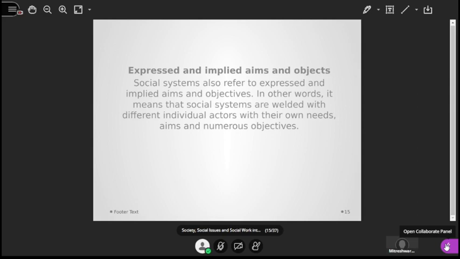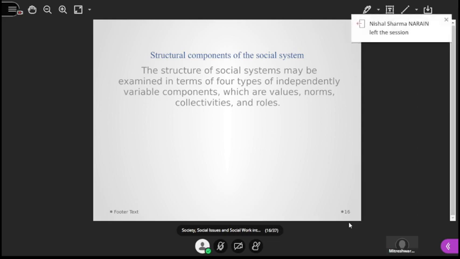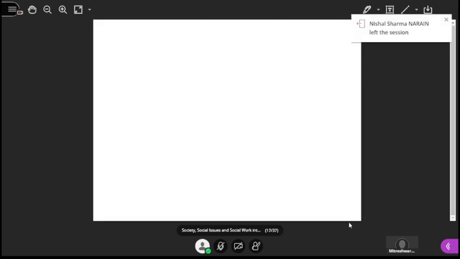Express and implied aims and objectives. Social system also refer to express and implied aims and objectives. In other words, it means that social systems are welded with different individual actors with their own needs, aims, and numerous objectives. So, a structural component of the social system, the structure of social system may be examined in terms of 4 types of independently variable components, which are values, norms, collectivities, and roles.